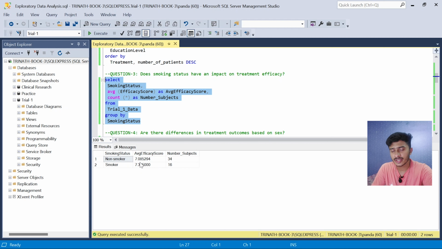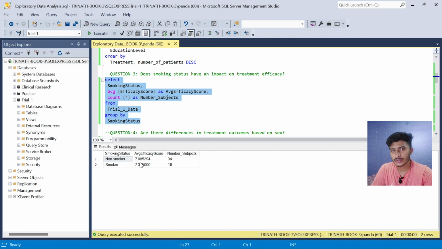There is no equal distribution between the number of smoker and non-smoker subjects. But what we can say is that a lower number of subjects with smoking status have a good efficacy score as compared to the higher number of non-smokers, whose average efficacy score is low. So what we can conclude here is that there is no impact of smoking status on the treatment efficacy.